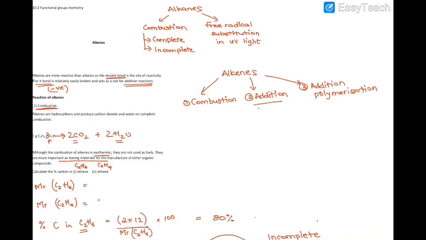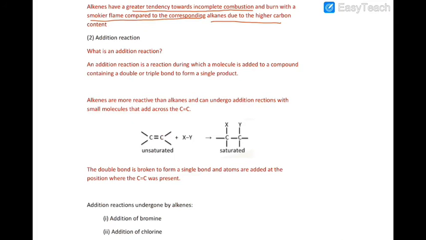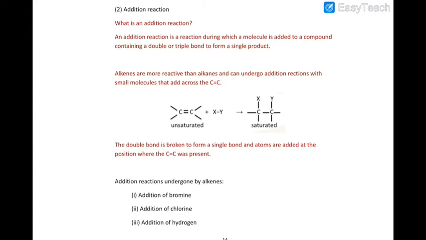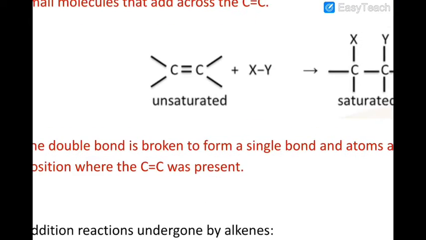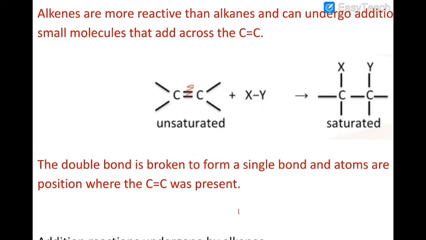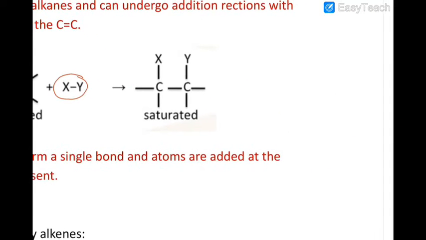The second reaction that alkenes undergo is addition reaction. An addition reaction is a reaction in which a molecule is added to a compound containing a double or a triple bond to form a single product. So in an addition reaction, this double bond is going to be broken down, so you'll end up with a single bond here, and this molecule is going to end up being added in this molecule, so that you end up with a single product like that.